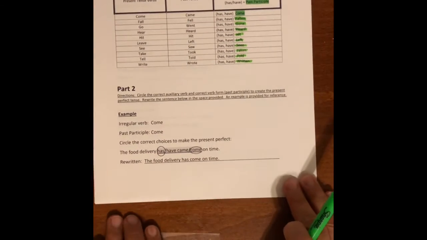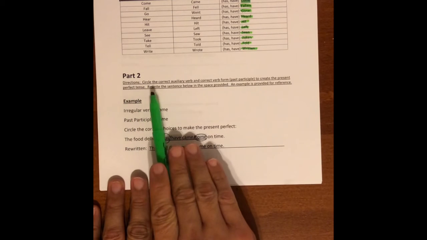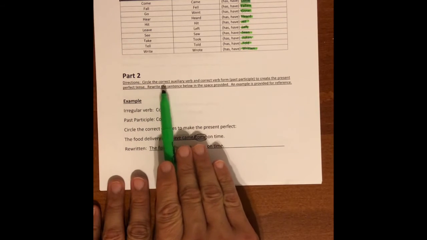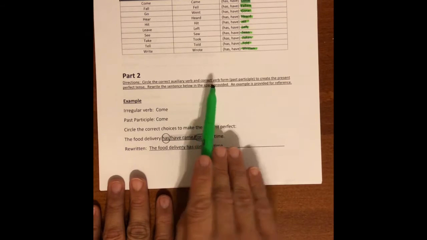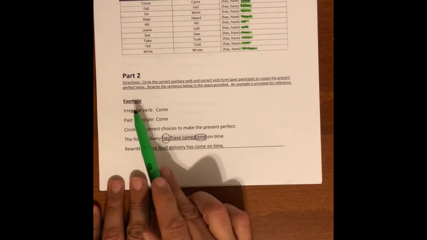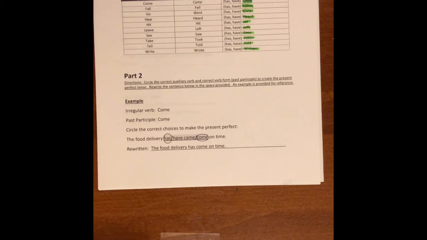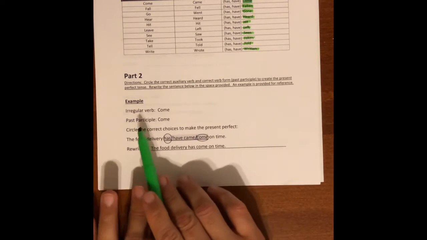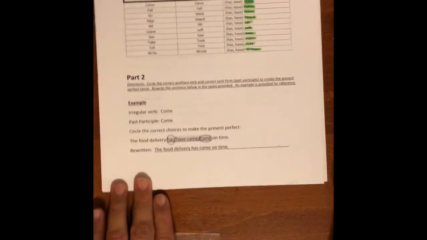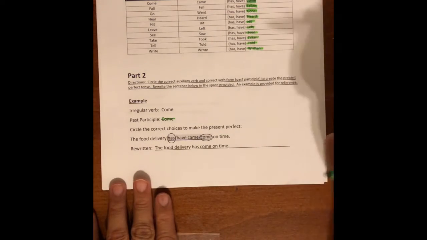Okay, now part 2. It tells us, directions: circle the correct auxiliary verb and the correct verb form, the past participle, to create the present perfect tense. Rewrite the sentence below in the space provided. An example is provided for reference. So let's go ahead and look at this example. Our irregular verb is come, and our past participle is also come. So our past participle is come. Okay, so it's there for us, okay?